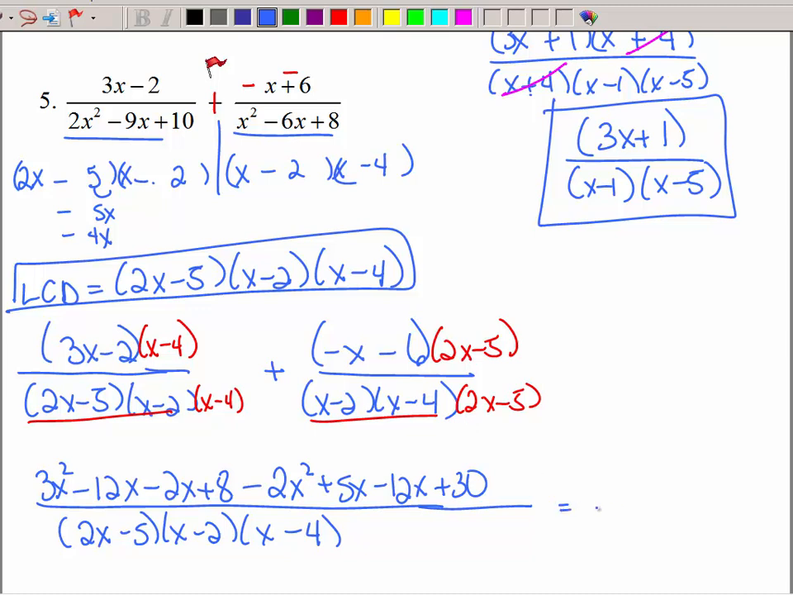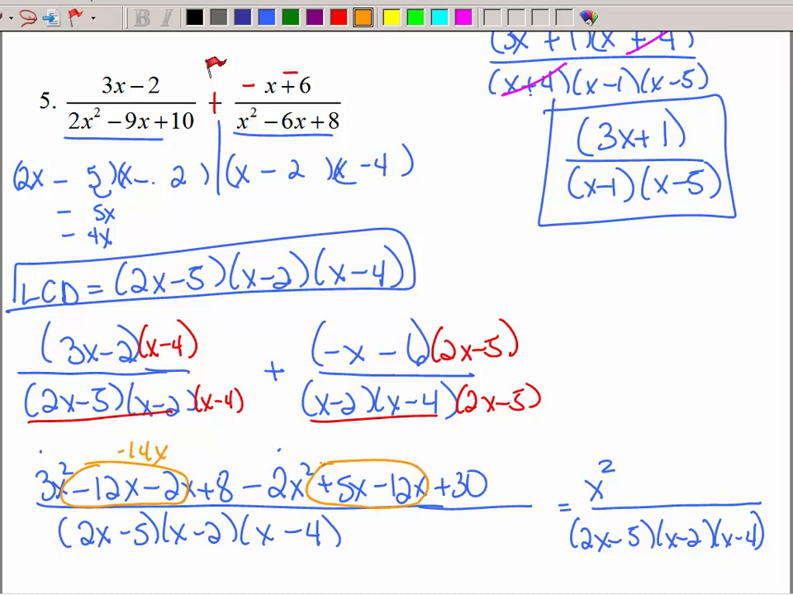All right, so now I can collect like terms. Again, writing that LCD. Okay, so 3x squared minus 2x squared is 1x squared. And all of that is negative 14x. And all of that looks like negative 7x, which combines as negative 21x. Then 8 plus 30 is 38.